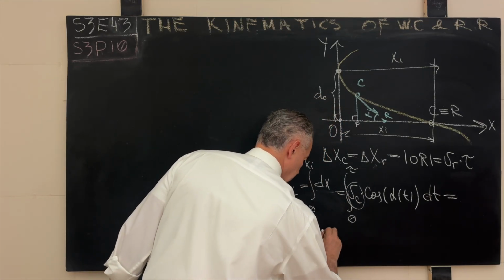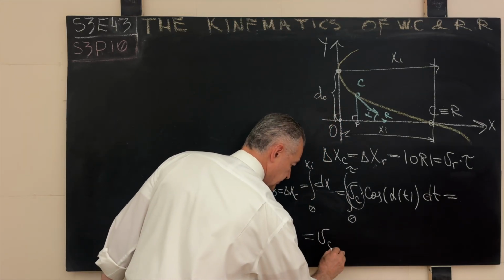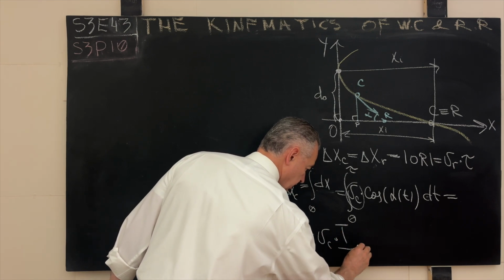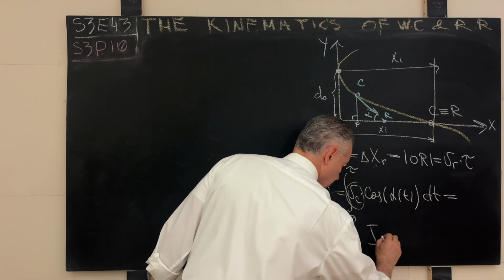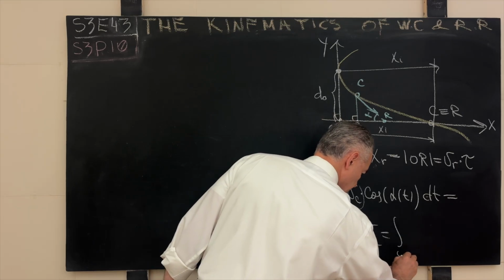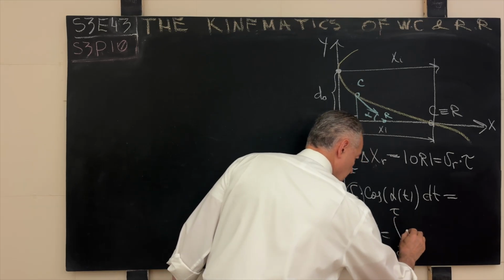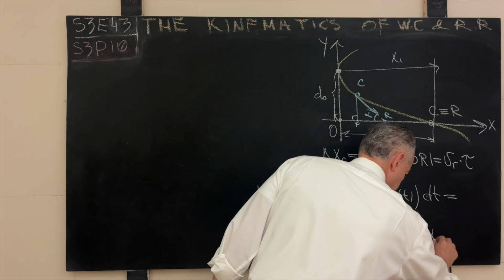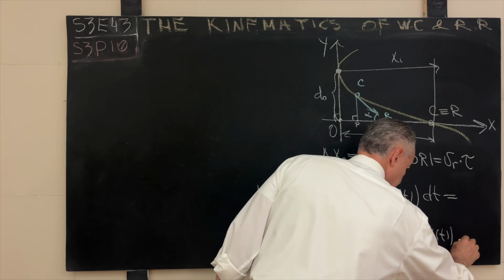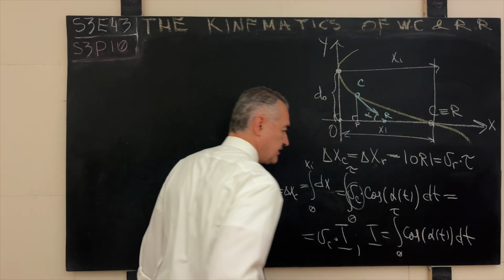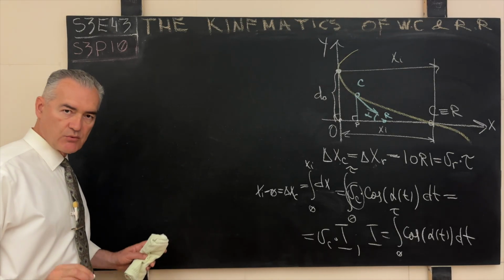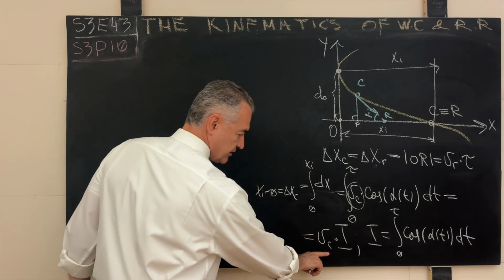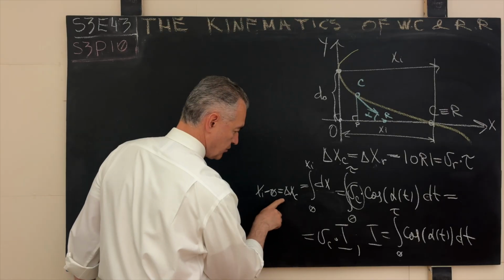It will be the velocity of the chaser, vc, times the integral, possibly quite horrible, but this integral will look as follows: from 0 to tau of cosine of the angle alpha, which is a function of time, dt. We will not be computing it, but we will designate it like so. This times this is our displacement.